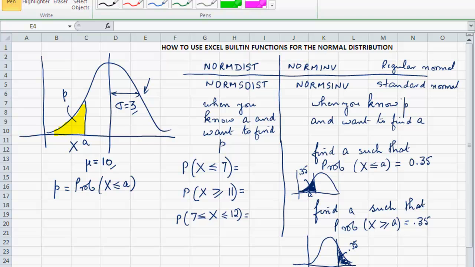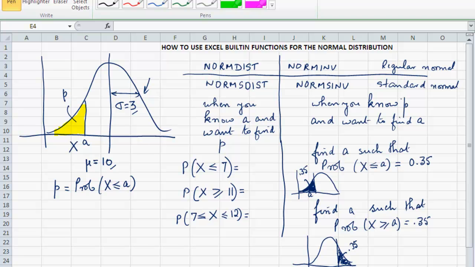So based on what you know about the normal distribution, small p is equal to the probability of the random variable x, which has a normal distribution, being less than A. So p is the probability of x being less than a.